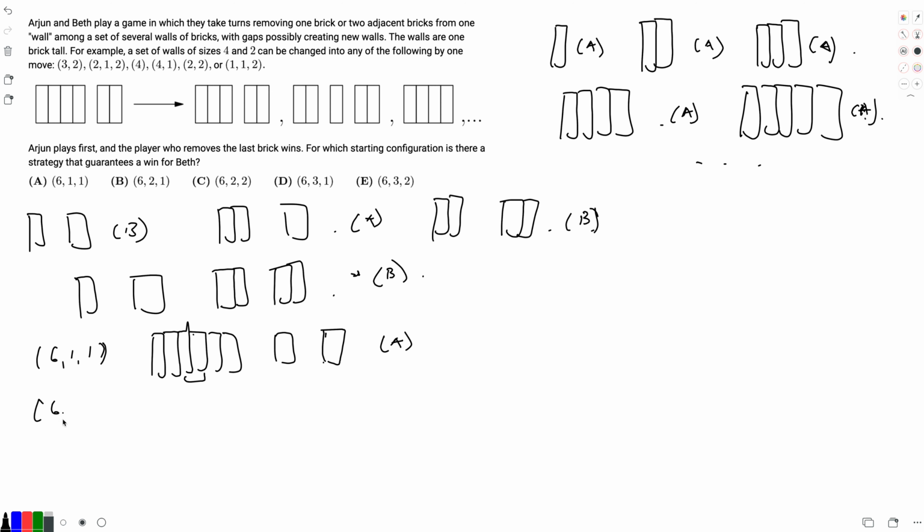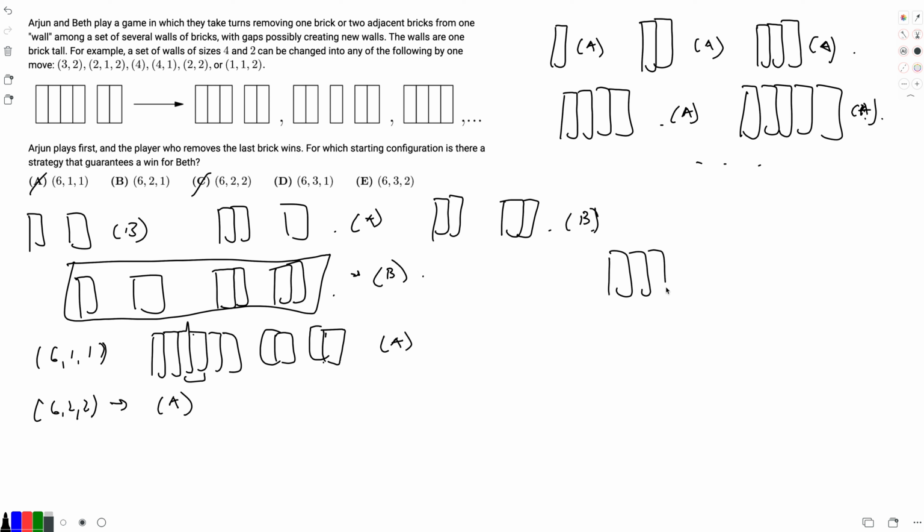6, 2, 2. In fact, you can mess around with B. B is actually the answer, and you see that there's no way to get into this convenient thing we want, where the walls come in matching pairs. So 6, 2, 2, let's play around with this. Similarly, Arjun will just take the middle 2 of the 6-brick wall. So we have four 2-walls, and then mimic. So Arjun can win this also. So A is out of the question, C is out of the question.